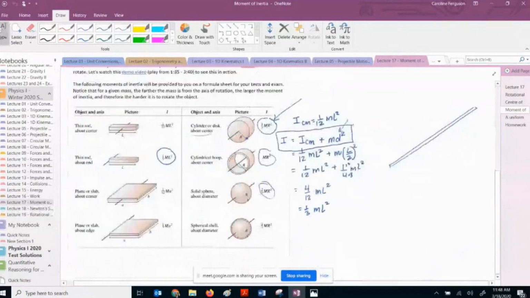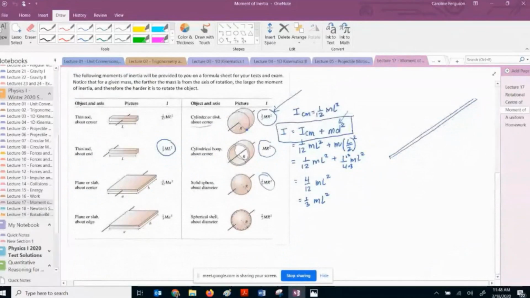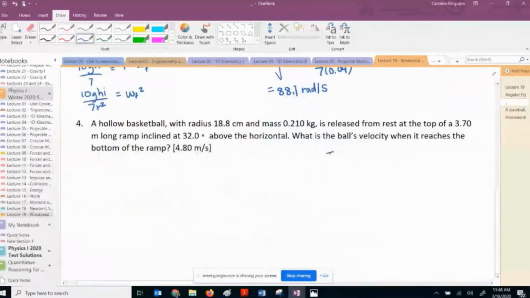it is 2/3 mr squared. So I'm just going to write the moment of inertia of a hollow sphere is 2/3 mr squared. It has a radius of 18.8 centimeters, so 0.188 meters, and the mass is 0.210 kilograms. It's released from rest from the top of a 3.7 meter long ramp.